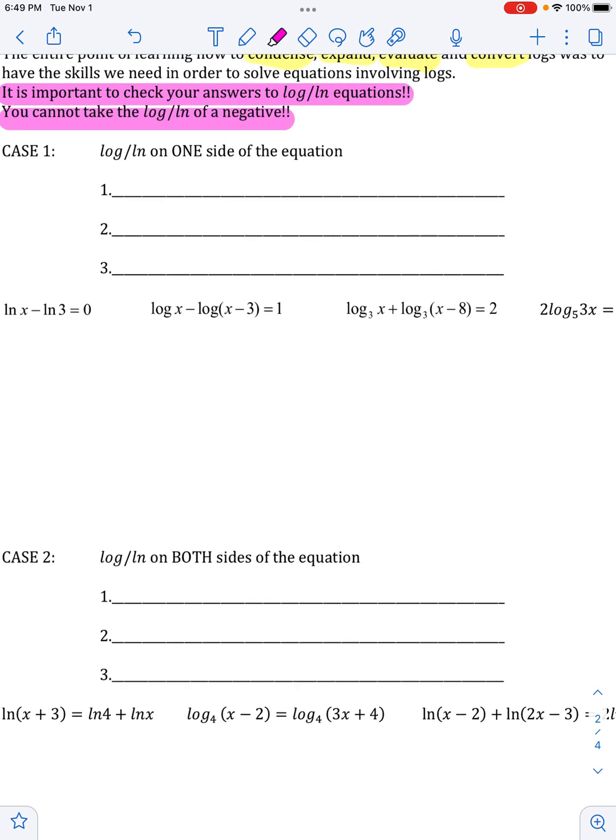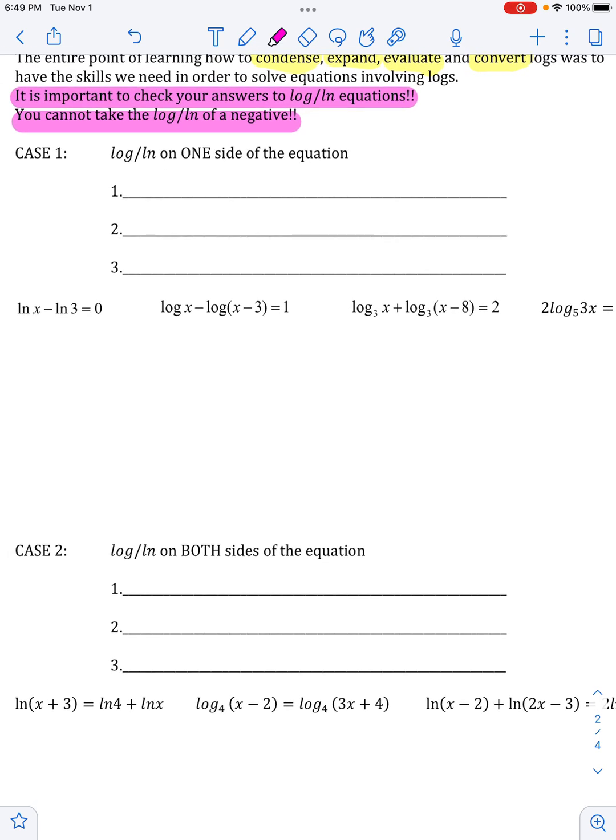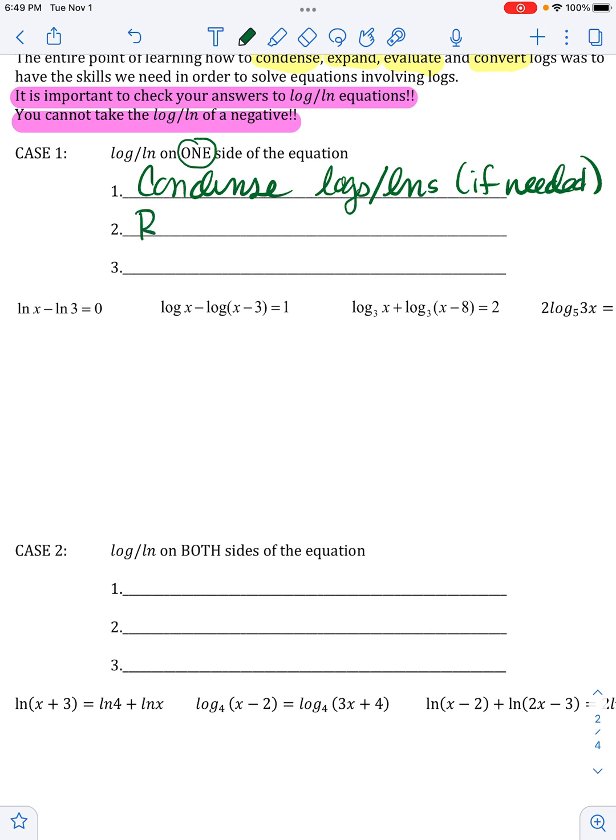I'll show you. But first, what do we do? Well, the first thing we're going to do when we see logs or ln's and we only have them on one side of the equation, if we need to, and we don't always need to, is condense those logs based on the properties that we learned. So condense your logs and ln's, and maybe make yourself a note if needed, because you might not need to do that. Once you've done that, you're going to rewrite or convert, whichever verb is your favorite today, to exponential.